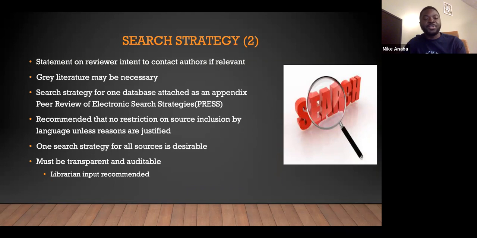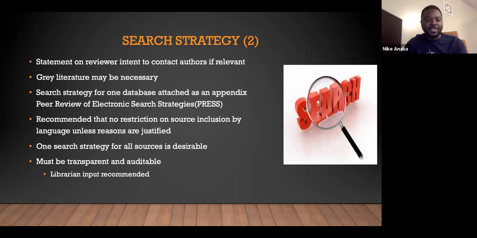And then grey literature is very important. Mostly, we tend to focus on what is peer reviewed, but there is a bunch of relevant information that might not be published, but is very important to the topic that you are looking at.